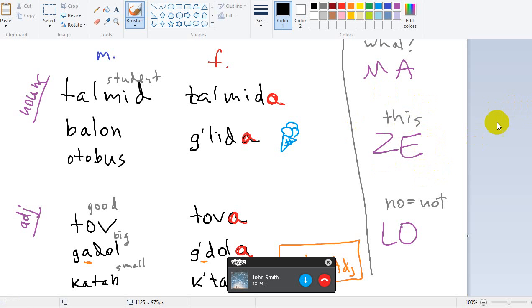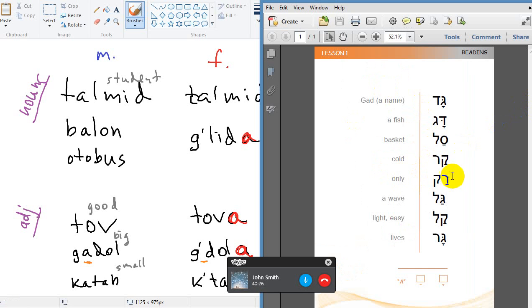This is ze. Only. We had this only. Rak. Ze rak, wave. Gal, small. Katan. Lo. Ze rak gal katan. It's not a big wave. Ze lo gal gadol. Ze rak gal katan. It's not a big wave, it's only a small wave. Calm down, no, it's not a stormy weather, everything will be fine.